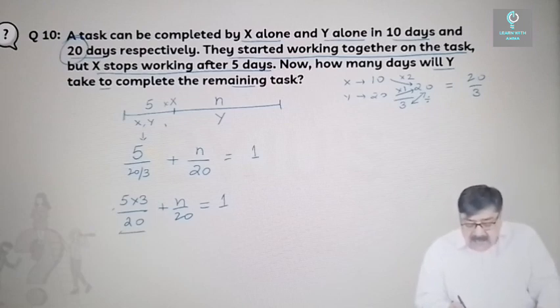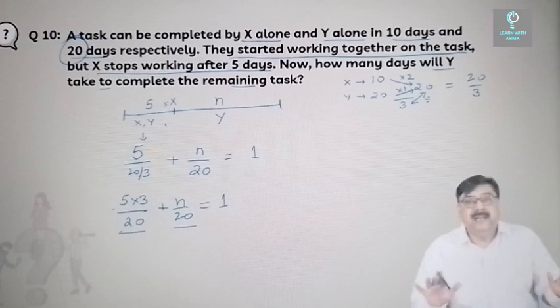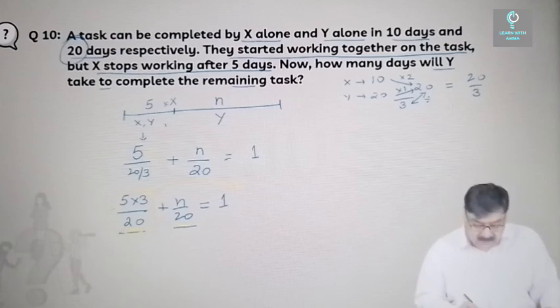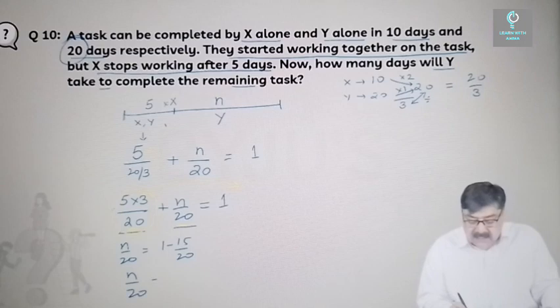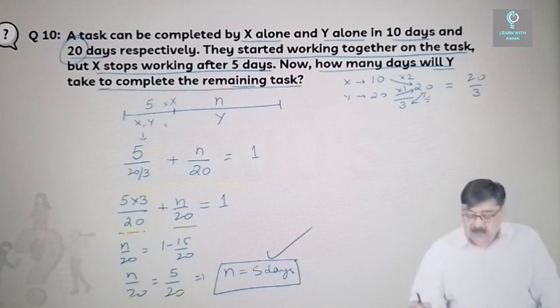Whenever you find that the denominators have the same value, kindly make sure that you do not do any cutting. Why? Because anyhow, this complete figure will be going to the right hand side, and this 20 is going to cancel this 20. So your answer will be there in front of you. How? Let's have a look. So n by 20 is 1 minus this 5 into 3, which is 15. So 15 by 20. So n by 20 is nothing but 5 by 20. Now you can see this 20 cancels. So this implies that n is nothing but 5 days. So how many days will Y take to complete the remaining task? Well, Y will take 5 days to complete the remaining task.